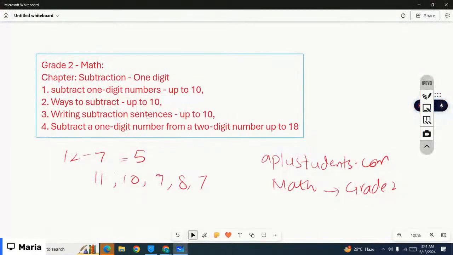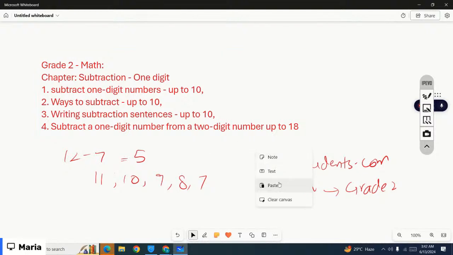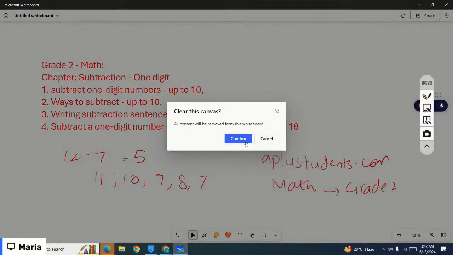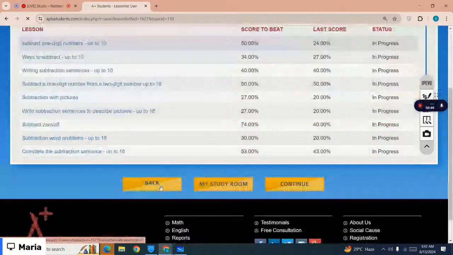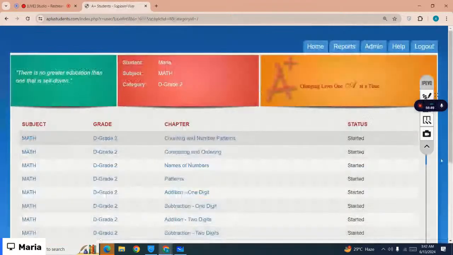So we were working on grade 2 math. The chapter we were working on is subtraction, one digit. The lessons we have covered today are subtract one digit numbers up to 100, ways to subtract up to 10, writing subtraction sentences up to 10, and subtract a one digit number from a two digit number up to 18, right? So please make sure that before the next session you complete all the practice questions for the lessons we did today. That is your homework until the next session, right?